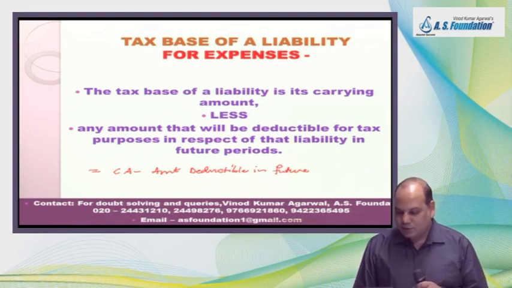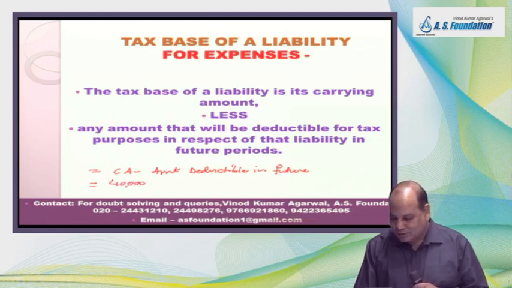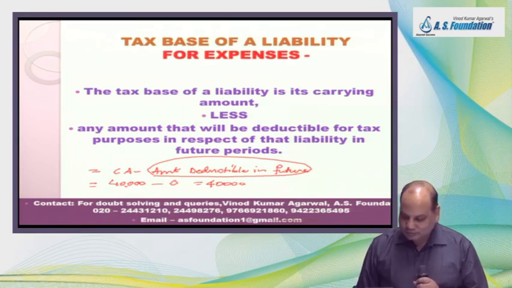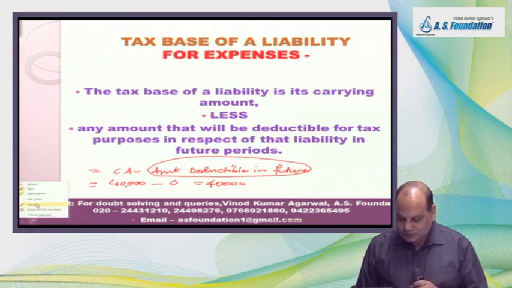Say for example, stipend payable. How much is your stipend? 40,000, my God, unbelievable. 40,000 is the stipend. This is already deducted for tax purpose. So the amount that will be deducted in future is 0. So the tax base of your stipend payable is also 40,000. Right.